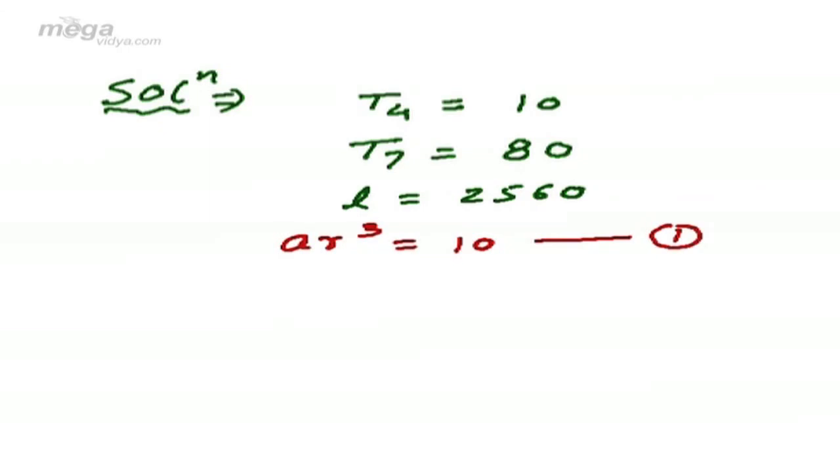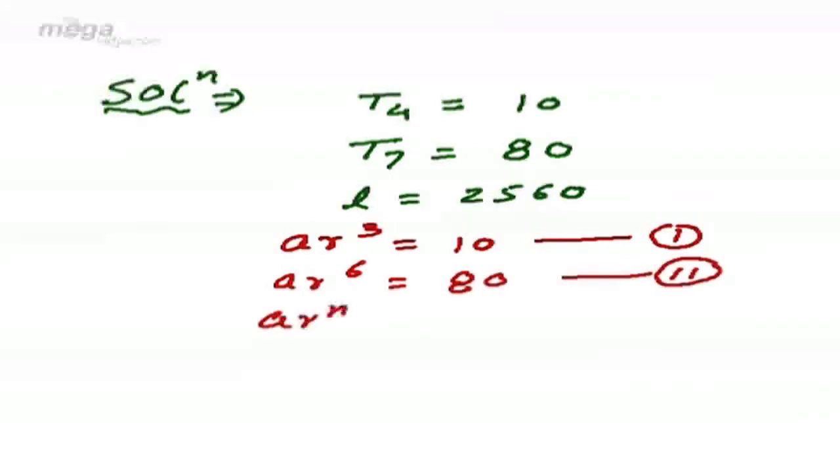Similarly, T7, that is AR^6, becomes 80. Second, L, that is AR to the power n minus 1, becomes 2560. Equation number third. But we have to find A and n. Therefore, we have to solve these three equations. Then we will get n and A. But I just take the two equations, first and second.